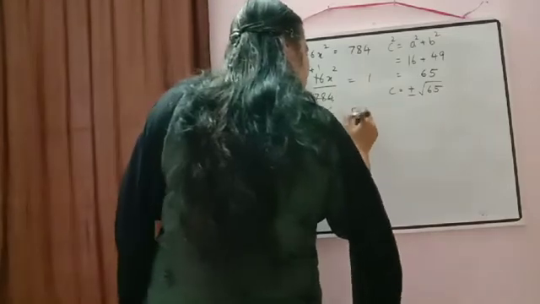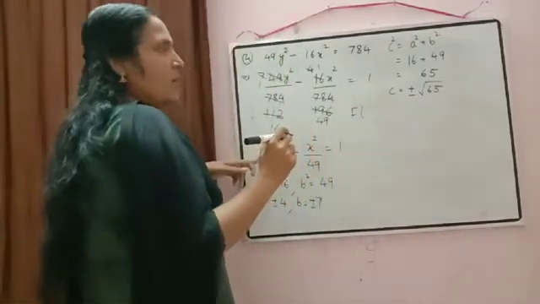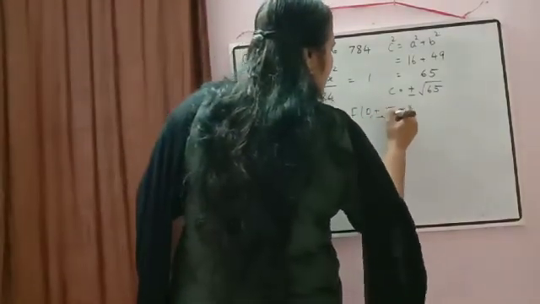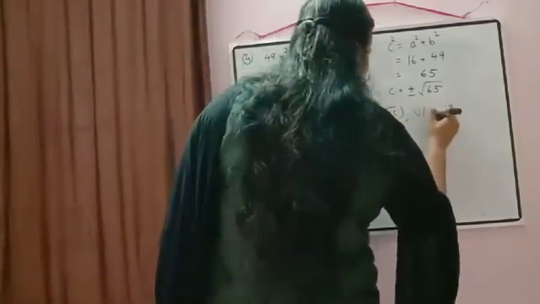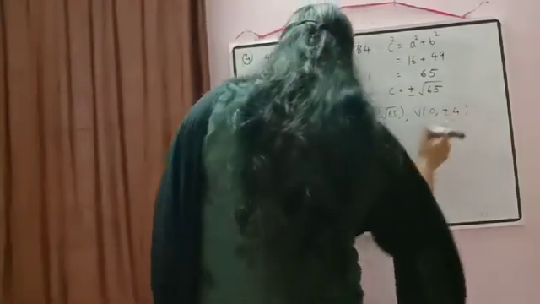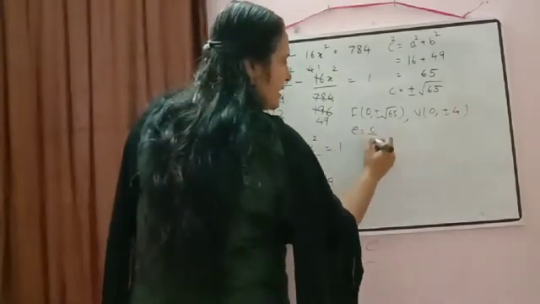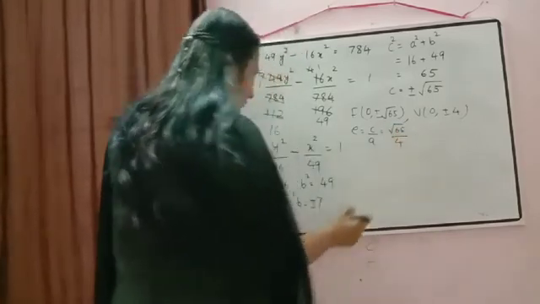What will come first? Foci. Where is our transverse axis? Along the y-axis. So foci are 0, plus or minus root 65. Coordinates of vertices will be 0, comma, plus or minus 4. Eccentricity formula is c by a. So root 65 by 4.